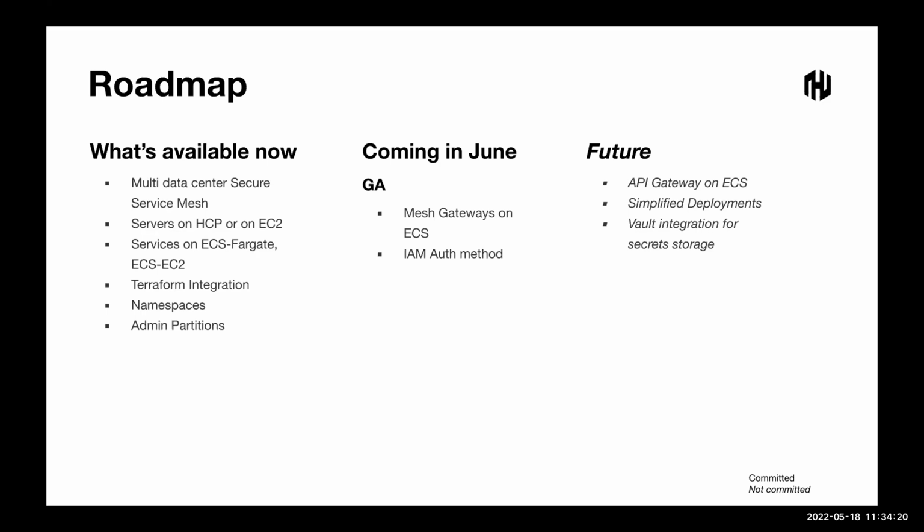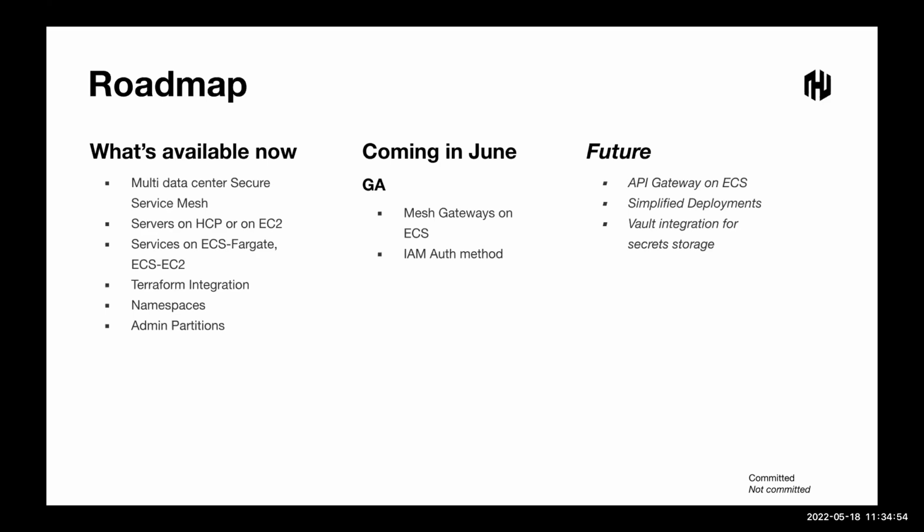And in the future, we would like to hear your feedback to see what kind of support you would really like. And there is a form where you can share your feedback. Besides that, we are looking at adding support for API gateway and other Consul gateways that we support, like ingress and terminating gateway, as first-class support on ECS itself. And also, just like improving deployments with the IAM auth method, we are looking at different ways to have simplified deployments.